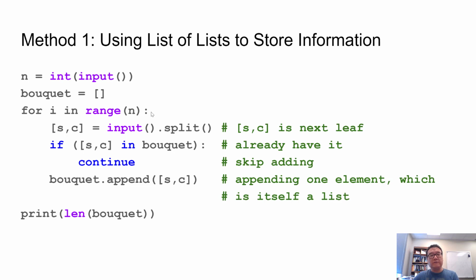Then we repeat this for n times, and each time we will read the new line and then split. Then we get the list, 2 things, S and C, species and color for the next leaf. And then we just check whether this species and color is in bouquet. If it is, we will skip the rest of the loop and then start from the beginning. For the rest of the loop, what we are doing is we just add this leaf. At the end, we will print the length of bouquet, which will be the answer.